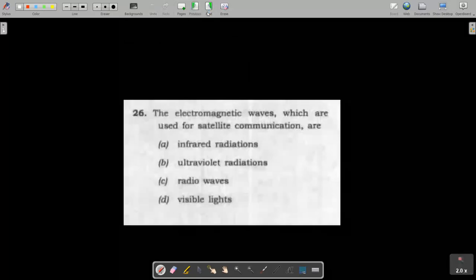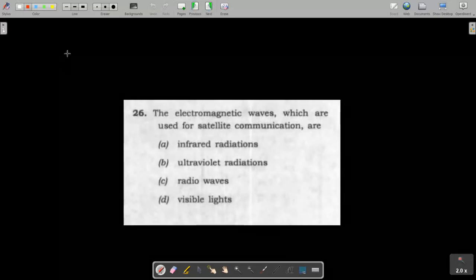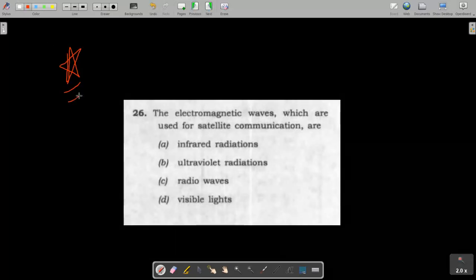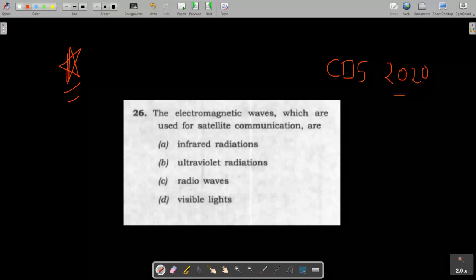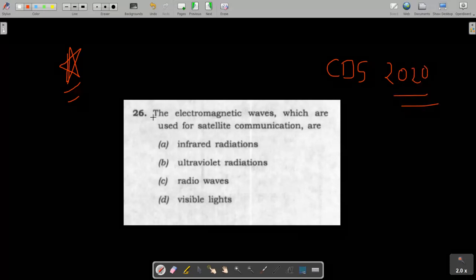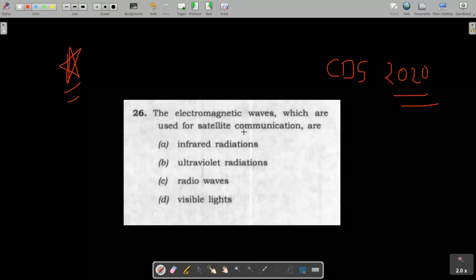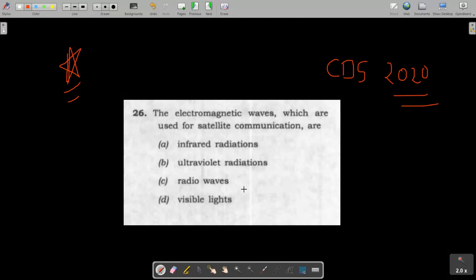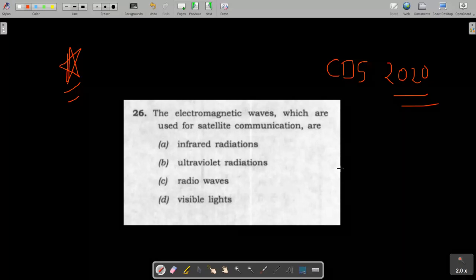Before we start, as usual, one question from the non-technical section, which was asked in the recent CDS 2020 exam. The question is: the electromagnetic waves which are used in satellite communication are: option A, infrared radiation; option B, ultraviolet radiation; option C, radio waves; and option D, visible light. Which one of the following is correct? You have to tell me in the comment section, and I'm waiting for your replies.